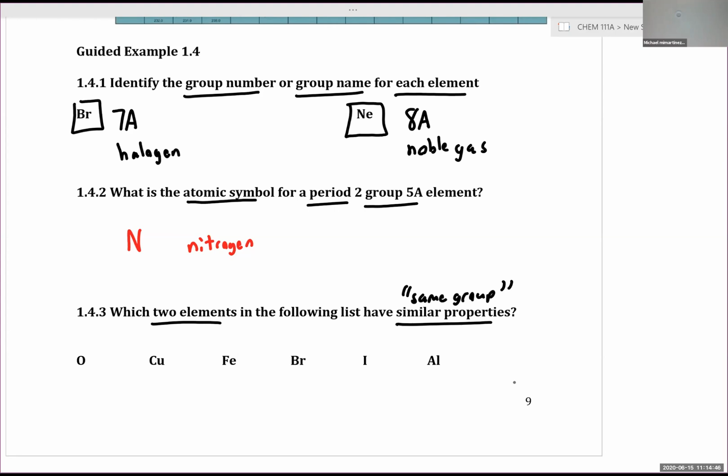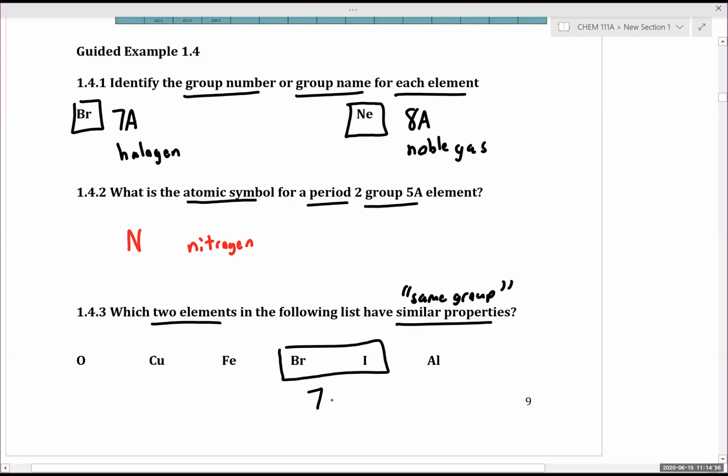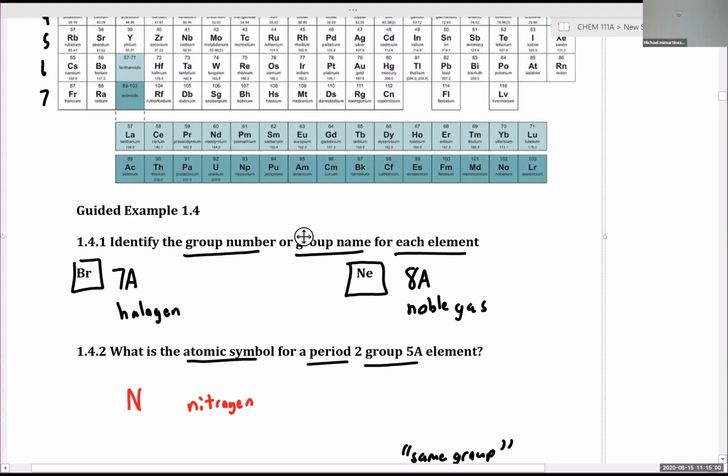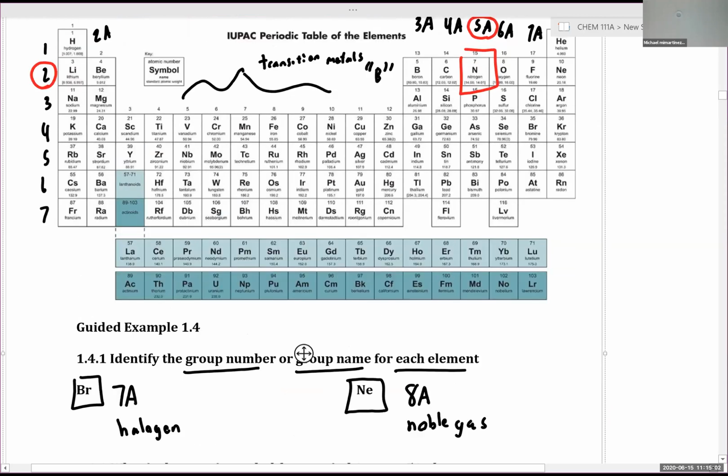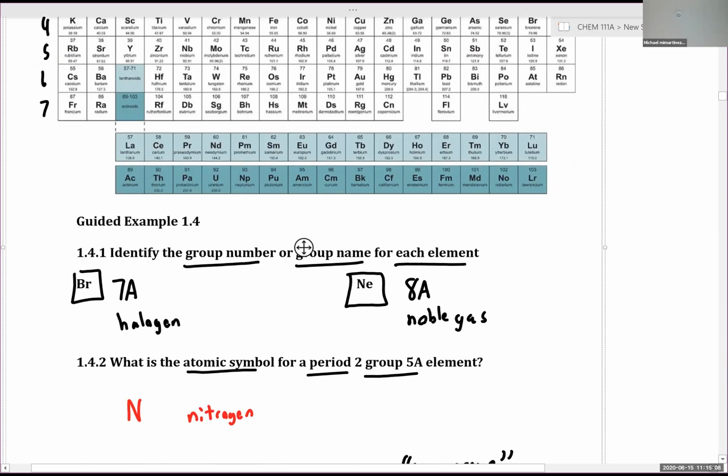Bromine and iodine? Exactly right. Bromine and iodine. Yep, they're both group 7A elements. So if we go up to our periodic table, we clearly see bromine and iodine are in the same group, same column. So they'd have similar properties and reactivity.